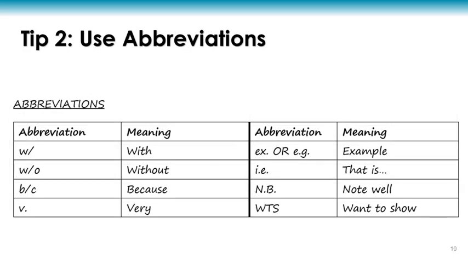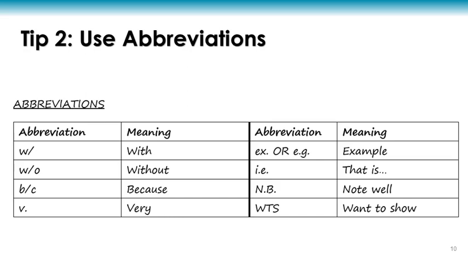You can also use abbreviations when you're taking notes. Abbreviations are a shortened form of a word or a phrase. For instance, you can write W/ to represent the word with. Here are some other common abbreviations. You can use these abbreviations in your notes, but you may also want to make your own.